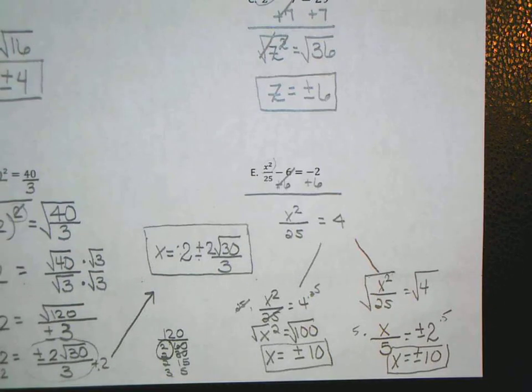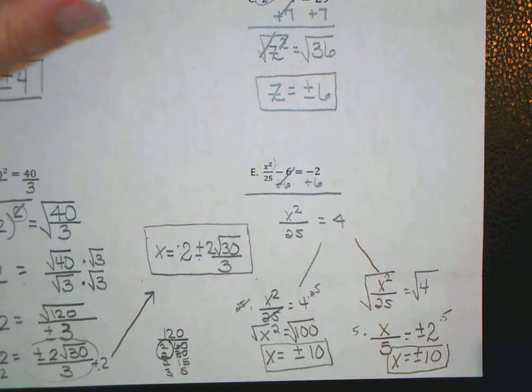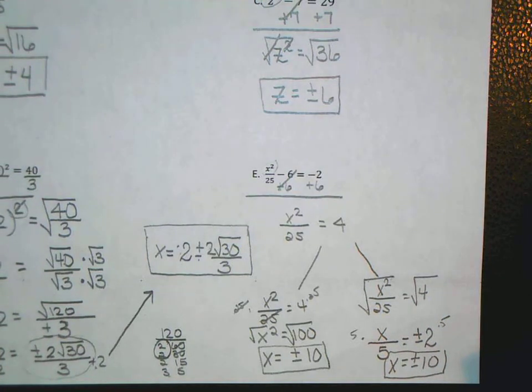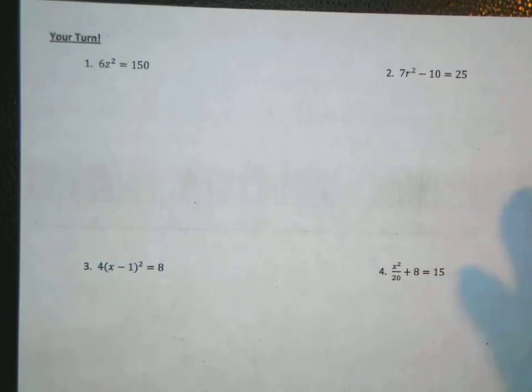Sometimes for those of you who aren't the best when it comes to math, you might want to stick with the more simple way. All right, the next one is going to be the your turn problems that you need to work on. So go ahead and turn your page over. You're going to do the 6z squared equals 150. So make sure that you go ahead and work that out. Pause the video. And when you're done working it out, go ahead and play it. Okay, pause the video.